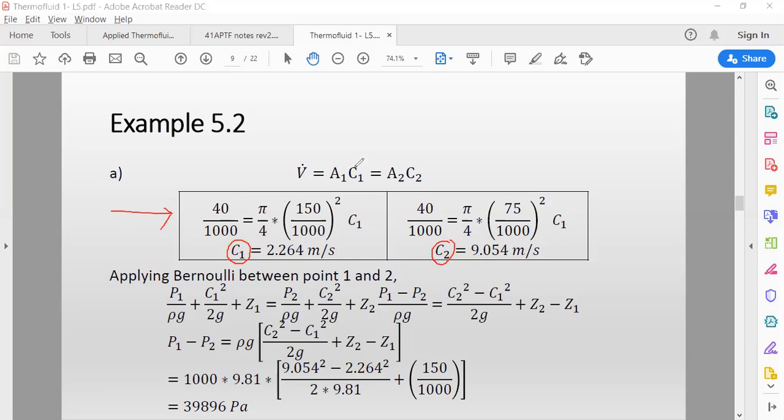So find out your C first, using V dot equals A C. For C1, V dot is 40 liters per second. Please divide by 1000 to change it to meter cube. The diameter is 150 mm, so divide by 1000 also. For C2, the diameter is 75. Okay, so we get our C1 and C2.